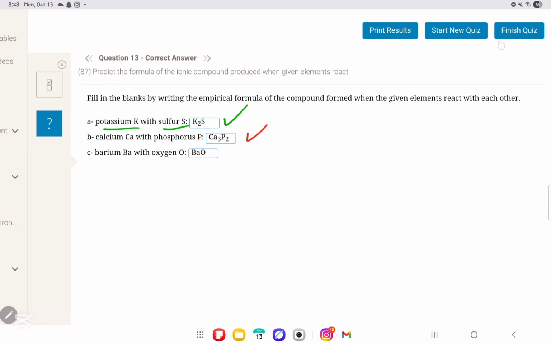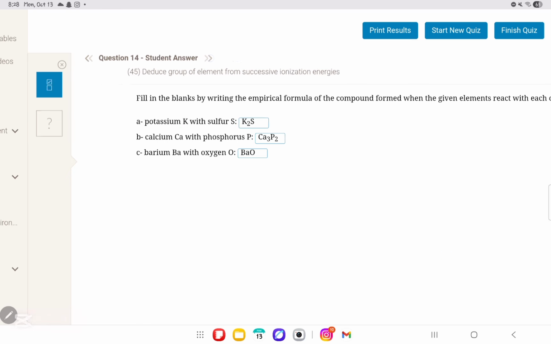Then, after that, we have barium and oxygen. So we know that barium is 2+, and we know that oxygen is 2-. So we do the crisscross, and we will get BaO.